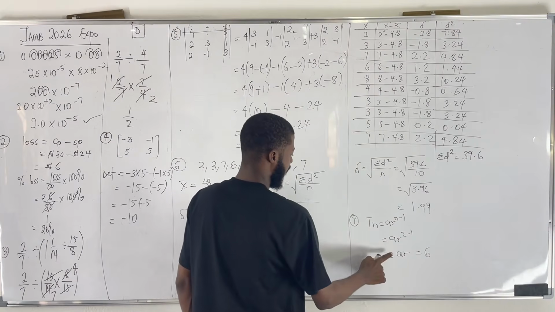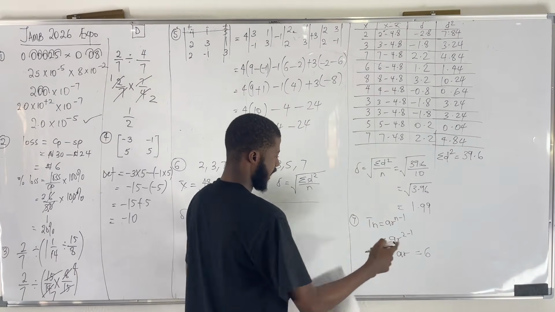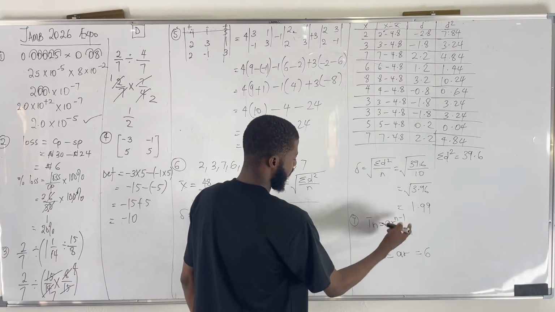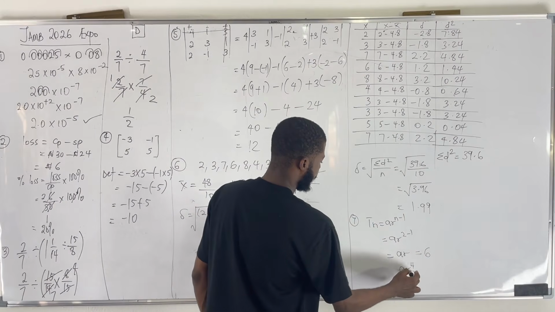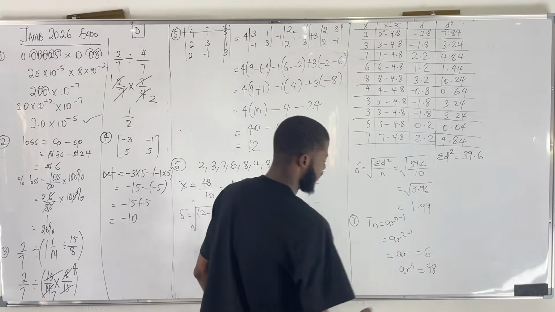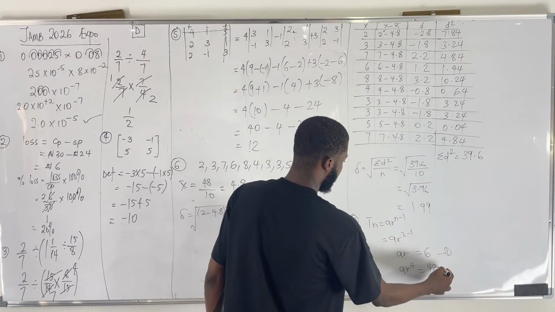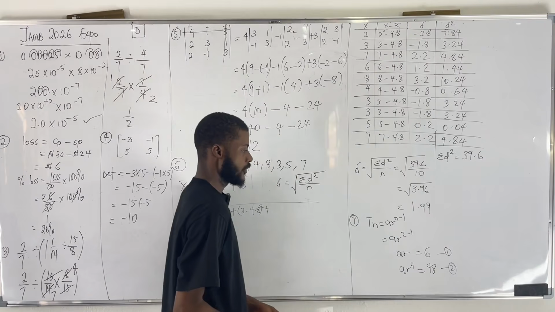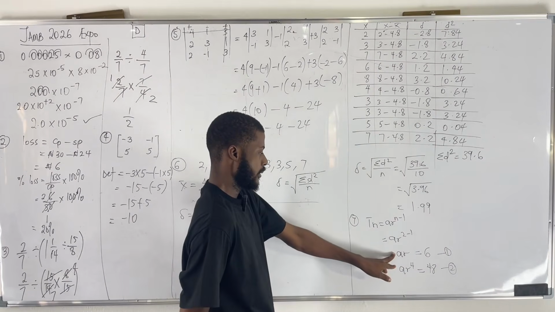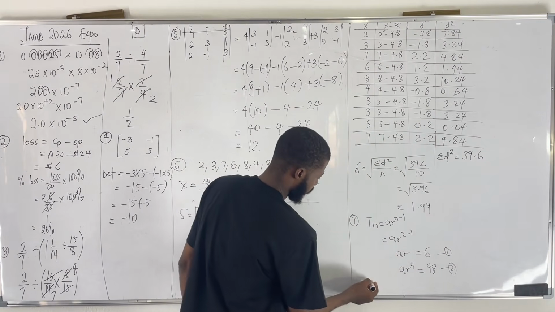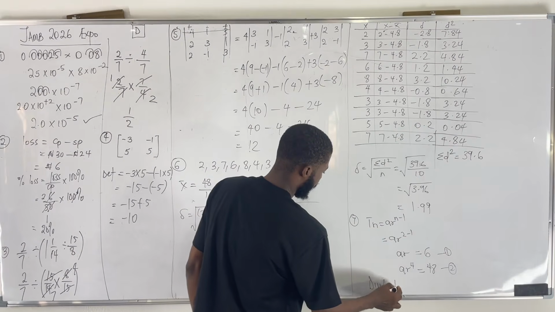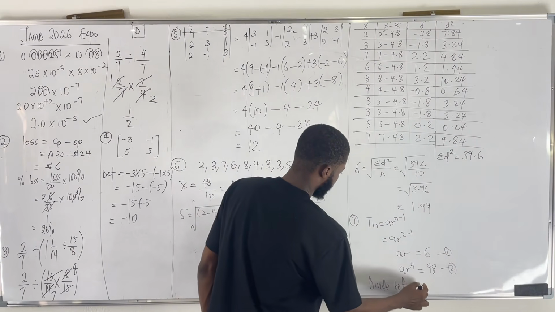Now using the same formula, for the fifth term, this will now become 5 minus 1, so that's 4. So this will be ar^4 equal to 48. Now what do we do between these two? Because this is equation 1 and this is equation 2. So we're going to divide both equations.